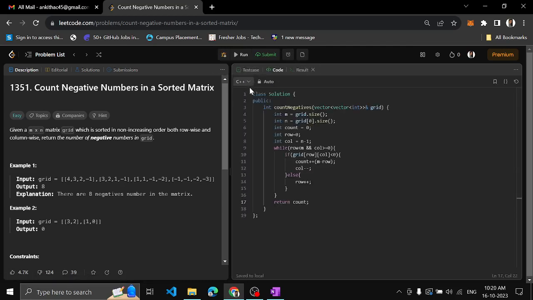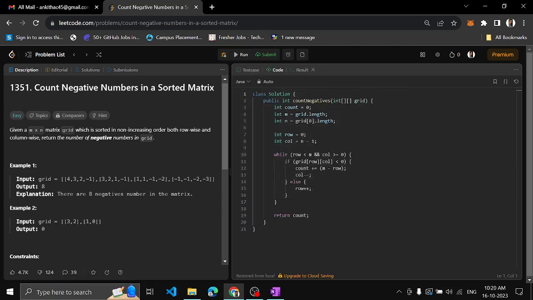Yeah. And for Java, the same logic applies. So we will submit this.